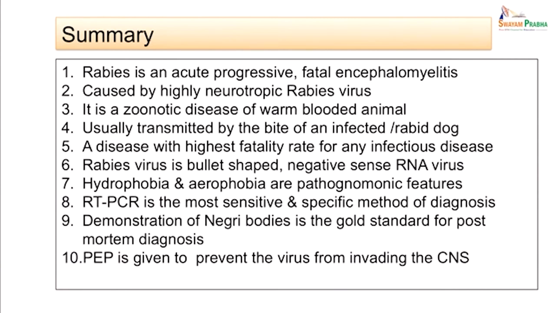The reverse transcriptase polymerase chain reaction is the most sensitive and specific method available for the diagnosis. Demonstration of Negri bodies is the gold standard for postmortem diagnosis of rabies. Post-exposure prophylaxis is given to prevent the virus from spreading to the central nervous system, so that the person does not develop rabies after a bite from an infected animal.